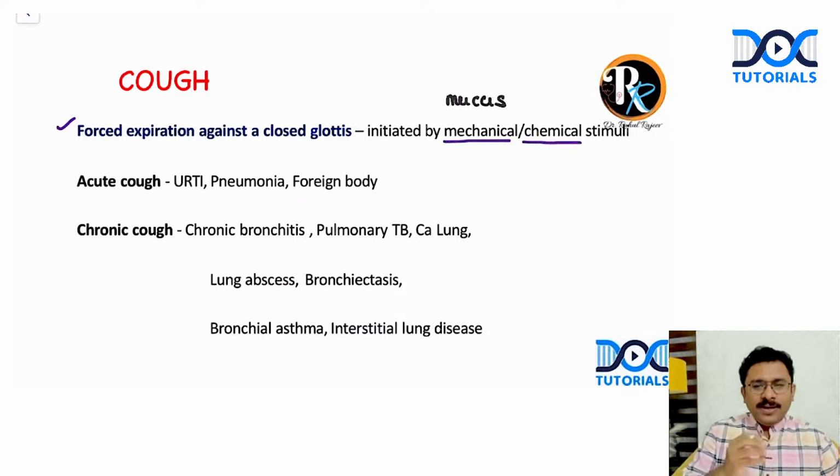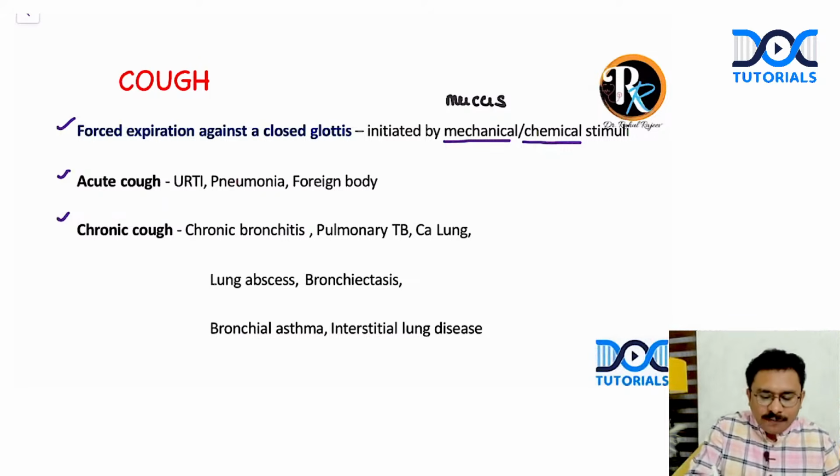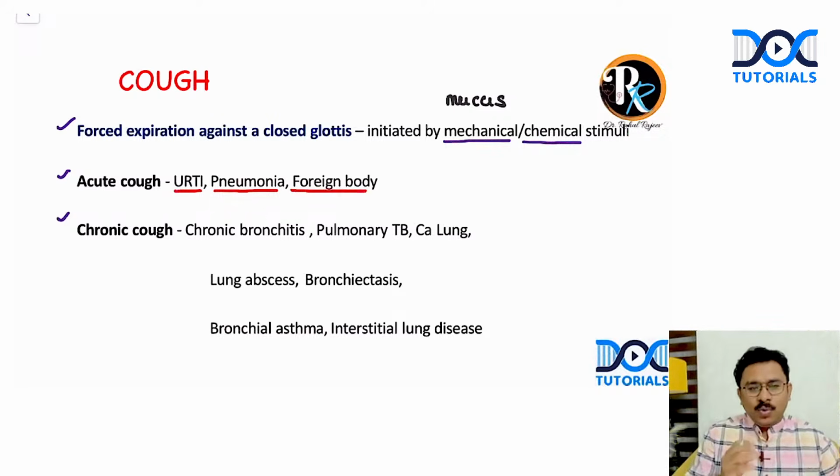And again, when the patient has cough, you please ask the type of cough that the patient has been having. Is it an acute cough or is it a chronic cough? Now, why is this important? The reason is this is important for narrowing the differential diagnosis. In case of an upper respiratory tract infection, in case of a lower respiratory tract infection like pneumonia, or in case of foreign body, the patient is likely to have an acute cough.